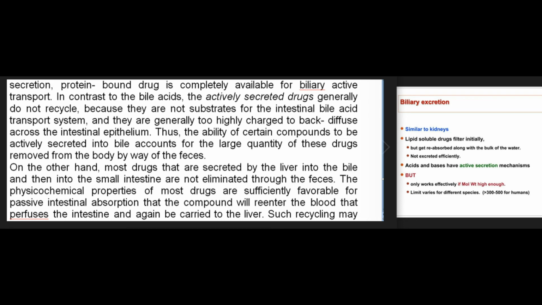In contrast to the bile acids, the actively secreted drugs generally do not recycle, because they are not substrates for the intestinal bile acid transport system, and they are generally too highly charged to back diffuse across the intestinal epithelium. Thus, the ability of certain compounds to be actively secreted into bile accounts for the large quantity of these drugs removed from the body by way of the feces. On the other hand, most drugs that are secreted by the liver into the bile and then into the small intestine are not eliminated through the feces.